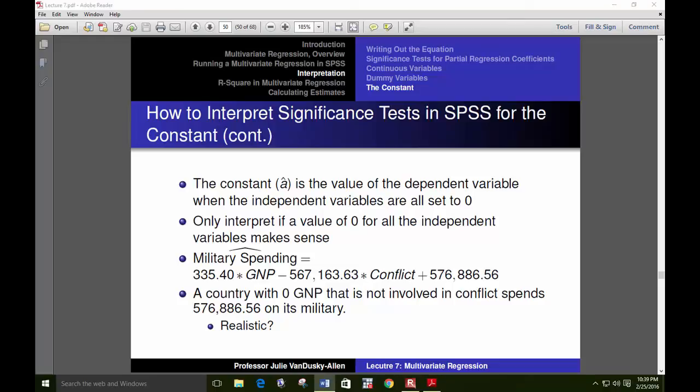So recall our multivariate regression example. Military spending hat equals 335.40 times GMP minus 567,163.63 times conflict plus 576,886.56. We could say that a country with a GMP of 0 that is not involved in conflict spends 576,886.56 on its military. However, this is unrealistic because no countries have a GMP of 0, so in this particular case, we should not interpret our a hat this way.